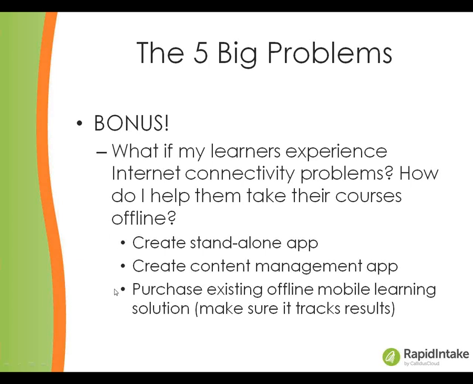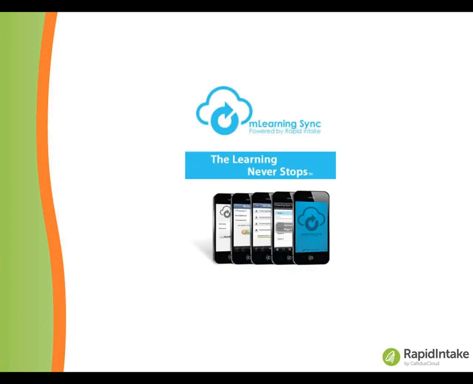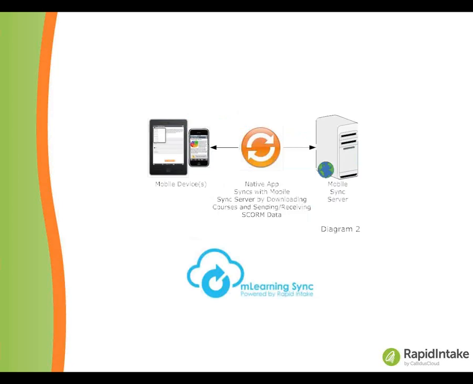And so, of course, the thing that we generally recommend is, instead of building these things on your own, you can purchase an existing offline mobile learning solution like Rapid Intake. It's called mLearning Sync. And so mLearning Sync allows the learner to install a native app that's branded for your organization, and that's installed on their device, and then when they're online, they can download the content. So it kind of works like this.